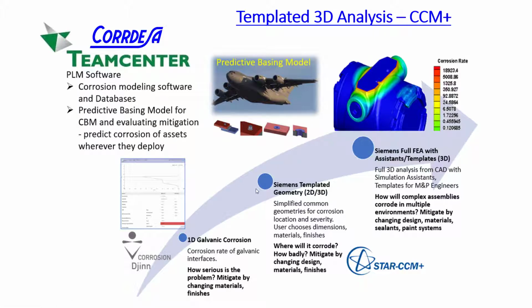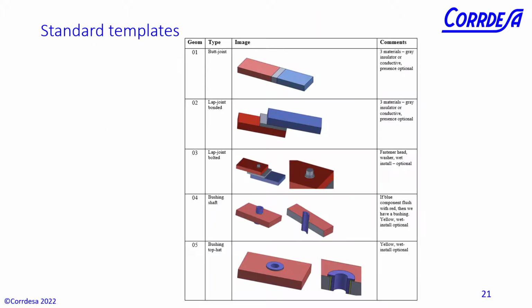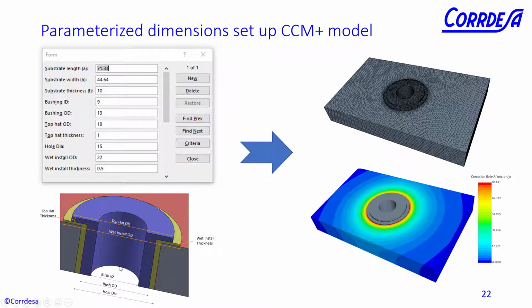Okay, so maybe it's a situation where it's a little bit more complex, and we have our templated 3D analysis. We use the Siemens Star-CCM+ software. It's a 3D multiphysics simulation software used for many different processes. We use it for our electrochemical simulations. So here we have a taxonomy of canonical geometries, families of geometries essentially. A materials and process engineer can very quickly look at the situation and try to reduce it to a simpler element. We have GUIs where the engineer can just put in the key dimensions of this bushing, for instance, and the templates will automatically mesh and solve and report the corrosion rate map.